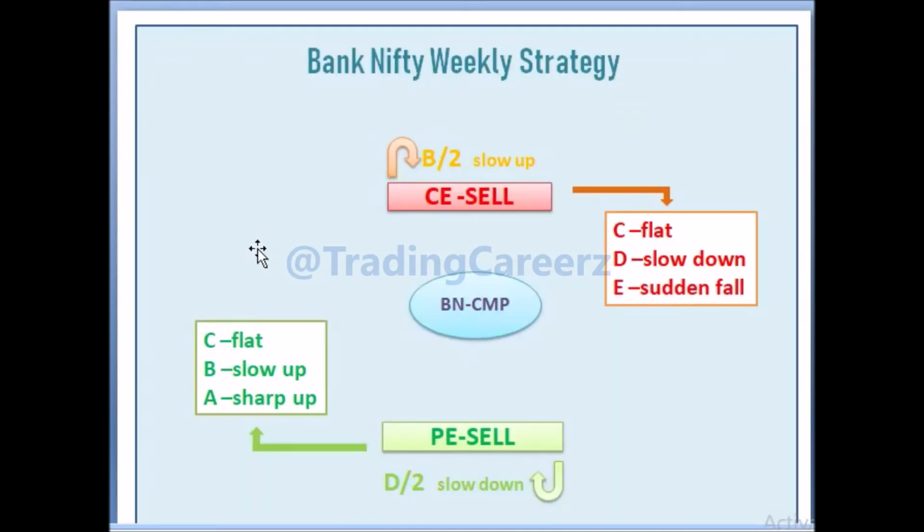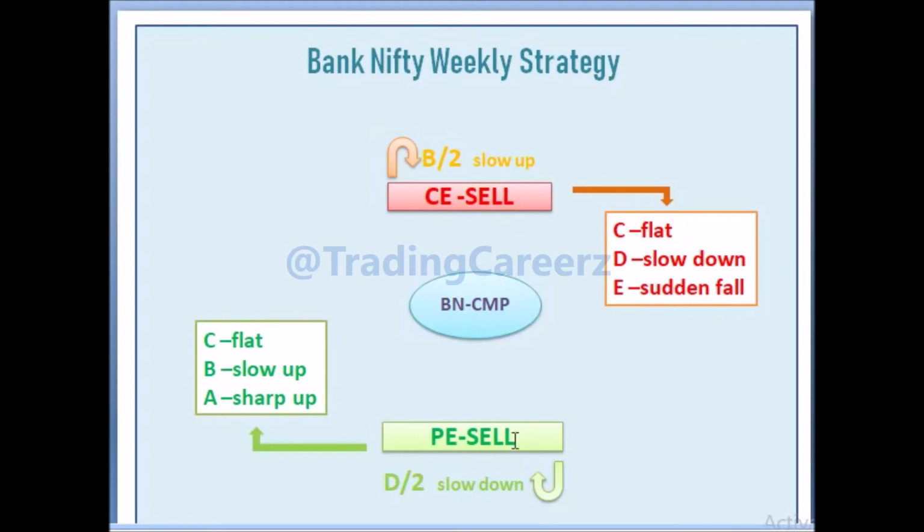Now where you are selling CE, call selling, it will cover different types of markets. Call selling covers three types of market: flat, slow down, and sudden fall. Even though the market slowly goes up, there is a 50% chance of being profitable.